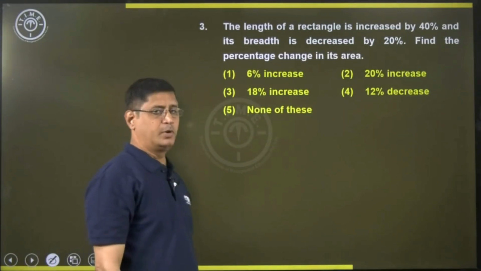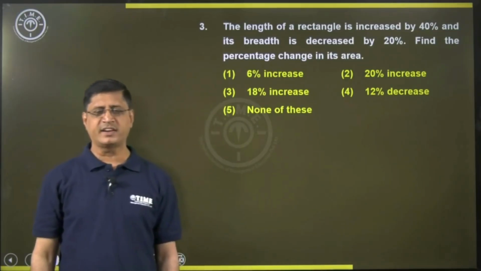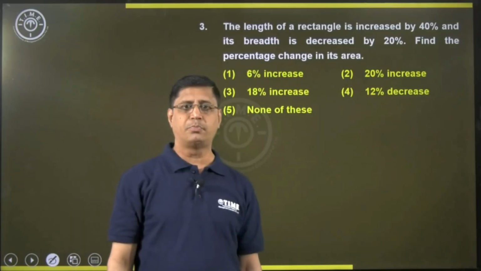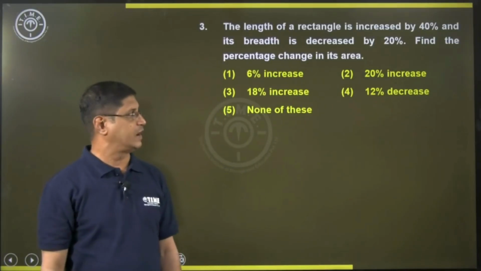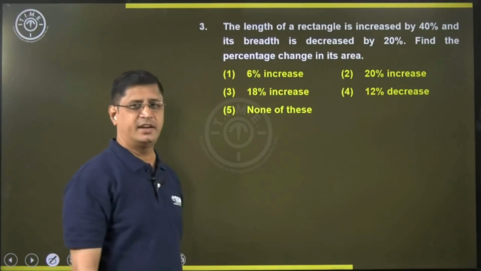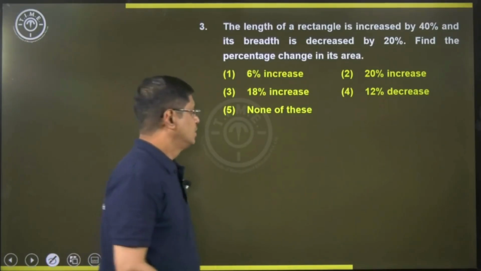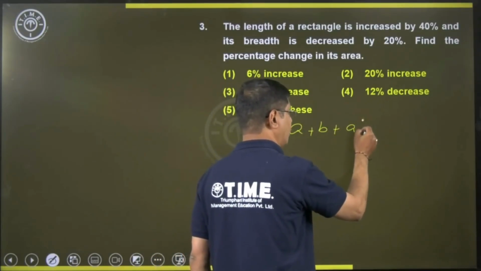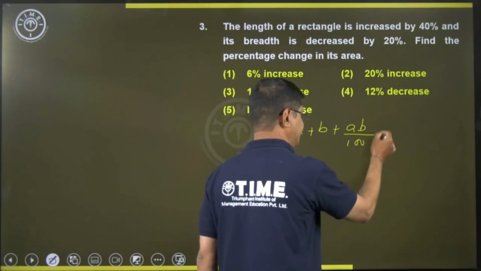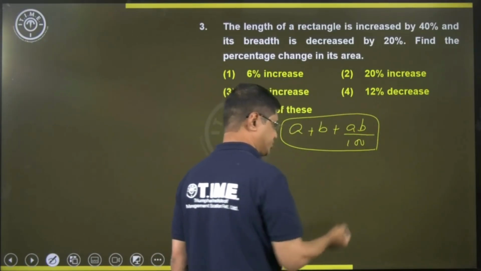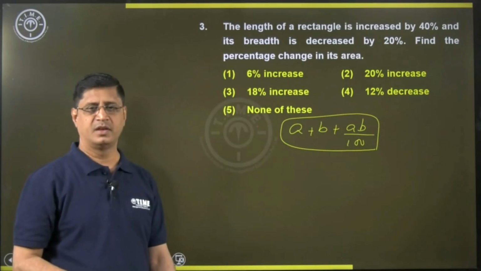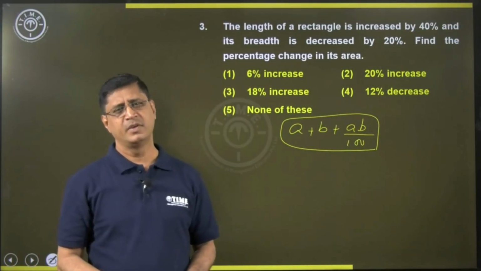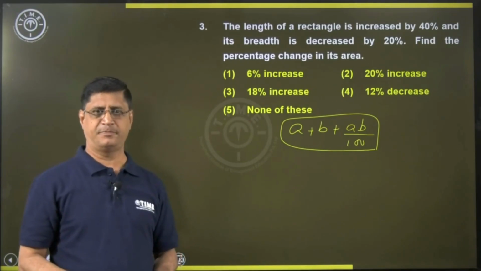Now look at the next example. The length of a rectangle is increased by 40% and its breadth is decreased by 20%. Find the percentage change in its area. My dear students, just use this formula, you will get the answer orally. You can easily answer the question just by using this format. A plus B plus AB by 100. Or you can use X plus Y plus XY by 100. Or P plus Q plus PQ by 100.